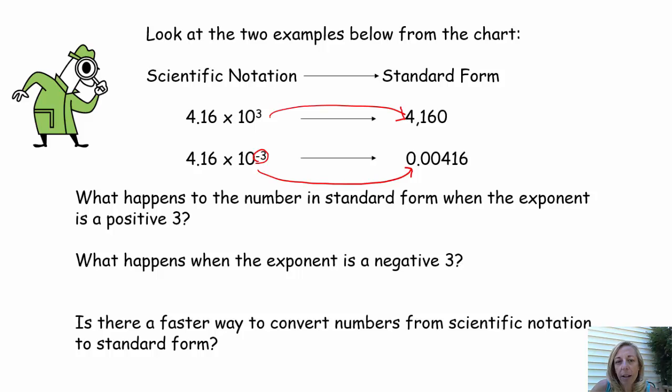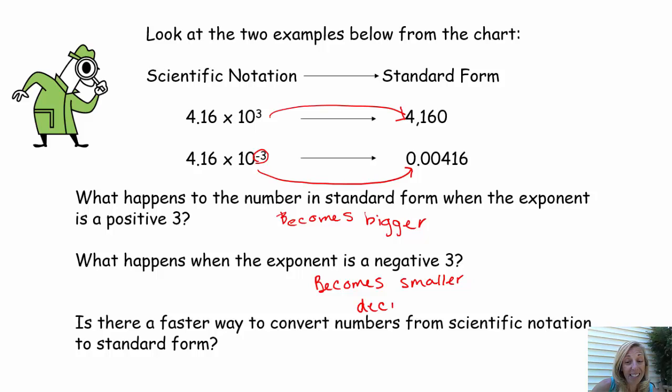We kind of talked about it a little bit. It actually becomes bigger. So I'm going to go ahead and write becomes bigger. Right? Didn't it become bigger than the 4.16? Yeah. It became 1,000 times bigger. Now let's take a look at what happens when the exponent is a negative 3. When it's a negative 3, it actually became smaller. So I'm going to write becomes smaller. It actually becomes a decimal, and I'm going to go ahead and write this down. Less than 1.